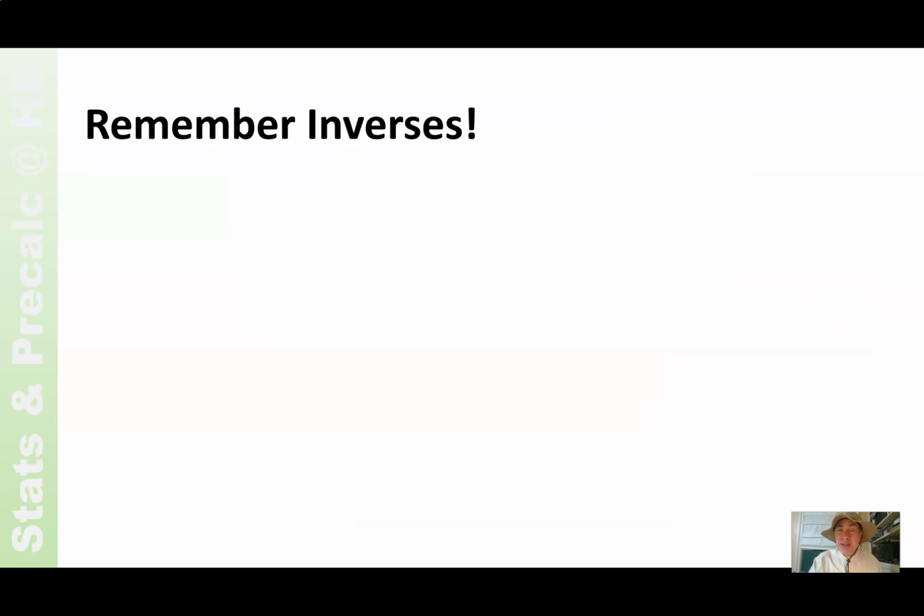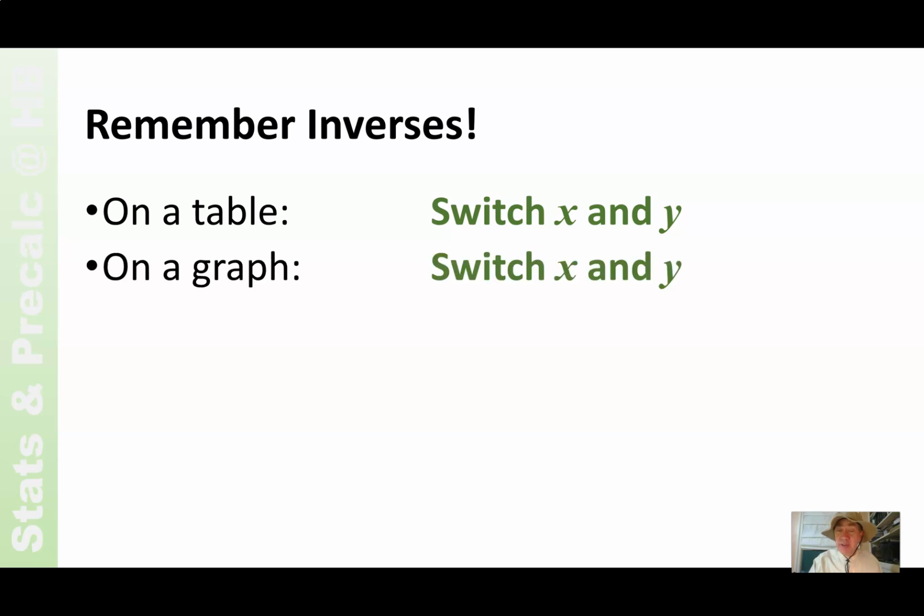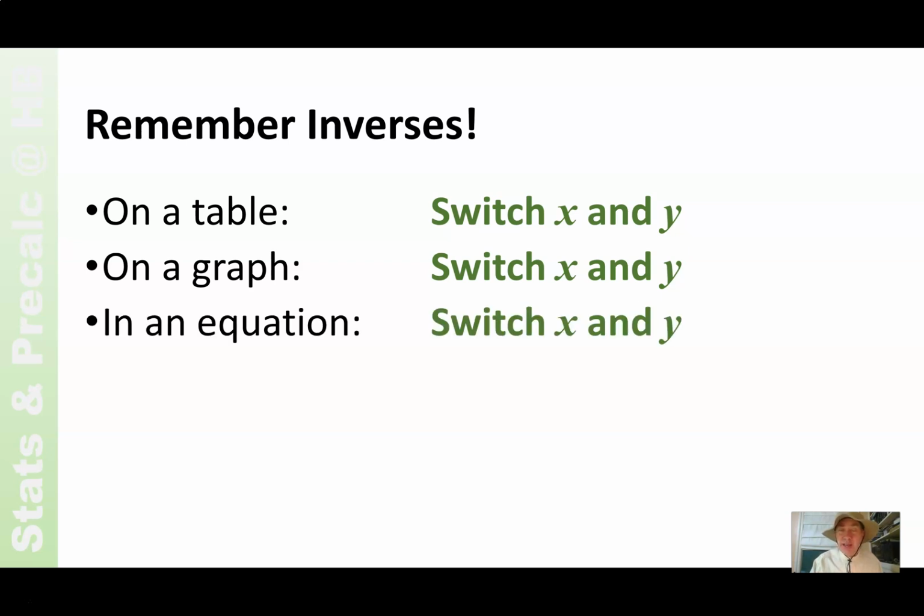Now, that elusive inverse. Remember what we know about inverses. In order to find an inverse, and we are looking on Safari for our inverses, to find an inverse on a table, you switch x and y. On the other hand, if what you have is a graph, then you switch x and y. But if we have an equation, in that case, what you do is you switch x and y. You may notice there's a pattern here. This is something to pay attention to.